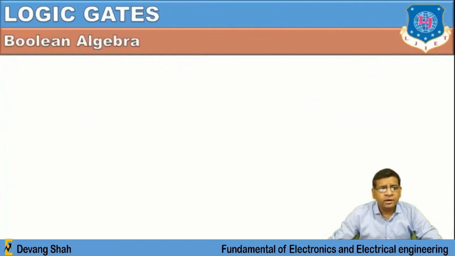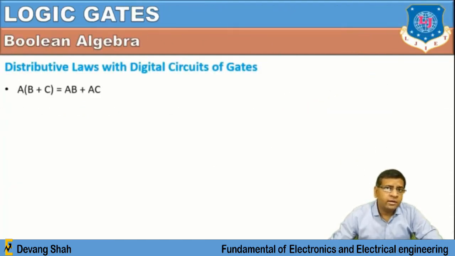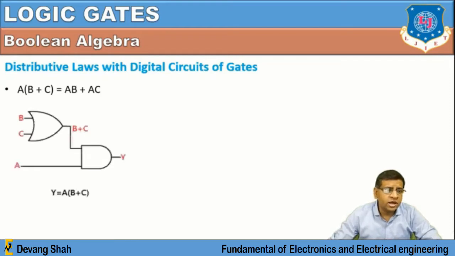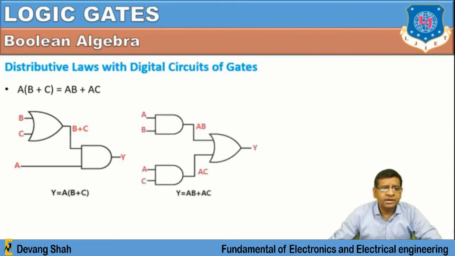Another one is called the distributive law, where A in bracket B plus C is equal to AB plus AC. The same law you can also implement using logic gates. You can see this B plus C into A, so you have a combination of OR and AND gate. Here you have a combination of AND and OR gate, and you implement the function AB plus AC. Separately, you can take AB and AC using the AND gate, and finally use the OR gate. It's just exchanging the plane of AND and OR gate, and you can realize the same output Y with the help of this Boolean function.